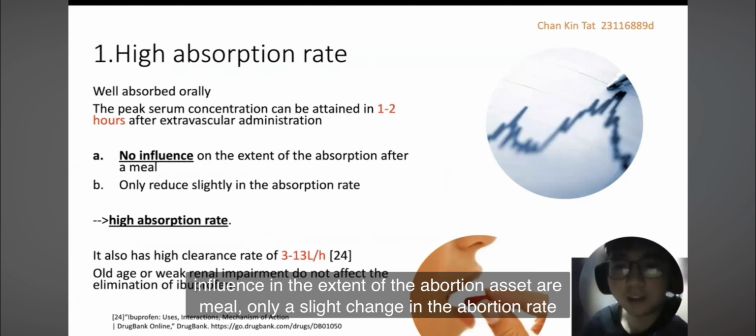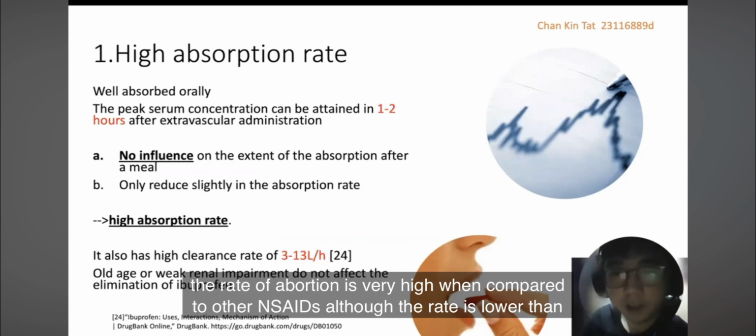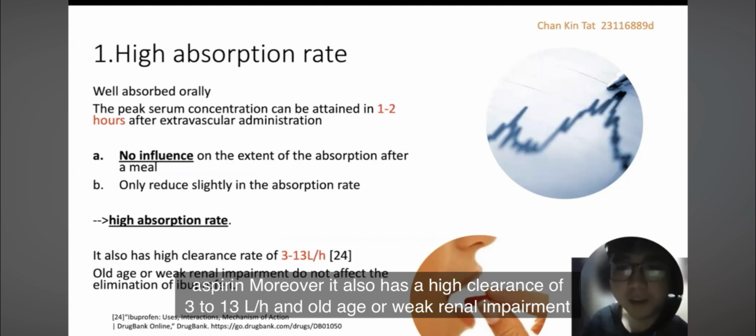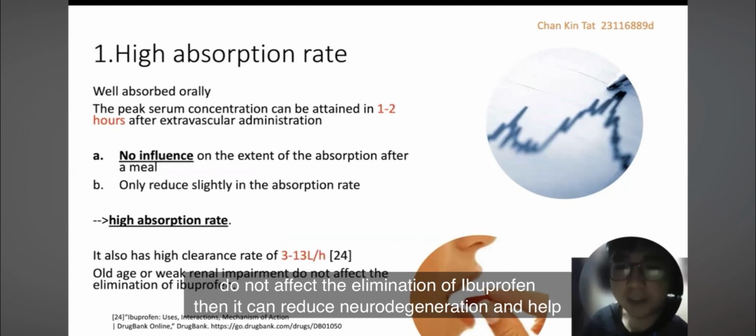Also, there is no influence on the extent of absorption after a meal, only a slight change in the absorption rate. The range of absorption is very high when compared to other non-steroidal anti-inflammatory drugs. Although it is lower than aspirin, moreover, it has a higher clearance range of 3 to 13 liters per hour. And older age or renal impairment does not affect the elimination of ibuprofen.